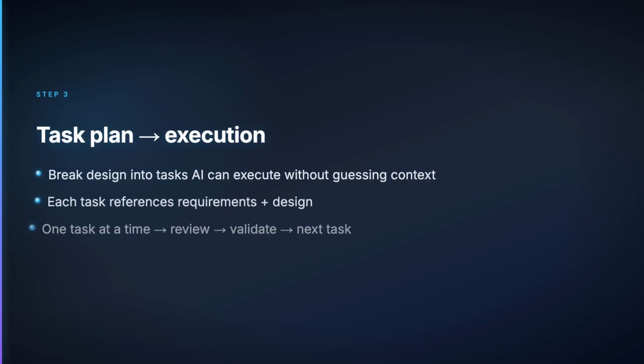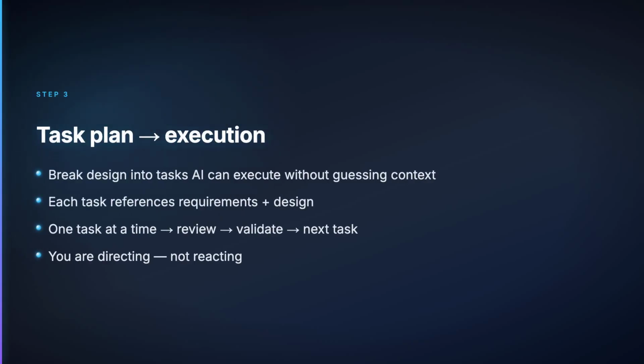The task plan is where the workflow connects to AI execution. You take the design and break it into tasks, each one specific enough that an AI agent can complete it without needing to guess context. Each task references the requirements and design documents, so the AI is always working with a complete picture.